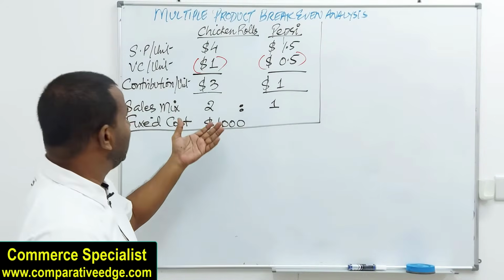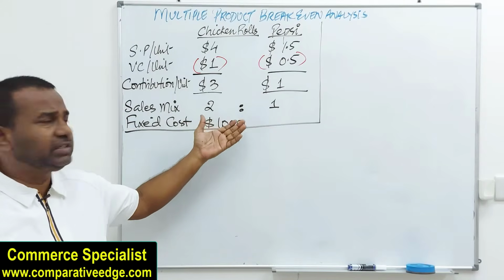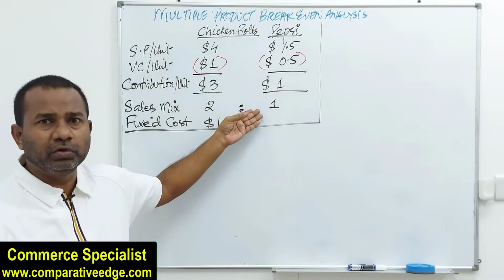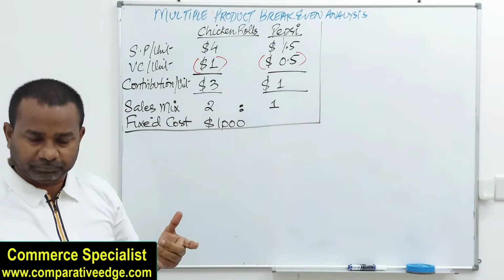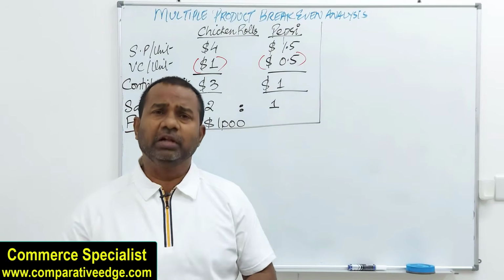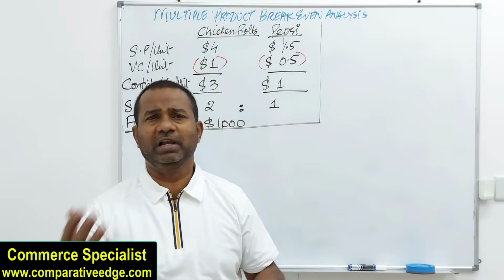So here it is assumed that the sales mix is 2:1. For every 2 chicken rolls, 1 can of Pepsi gets sold. Fixed cost I've just taken as $1,000. That fixed cost could be your rent, your salaries, whatever.